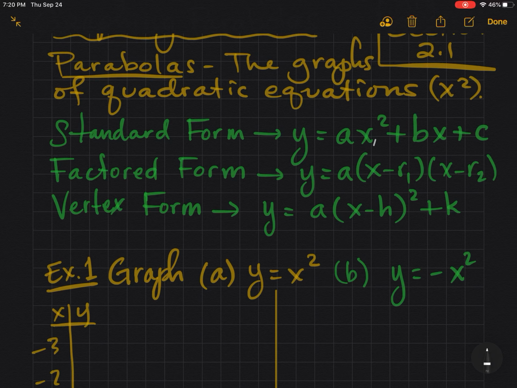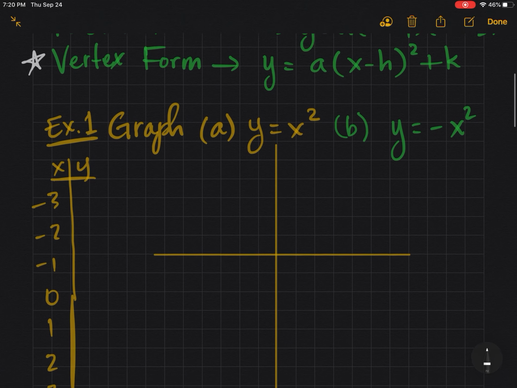We have factored form. That's where it's already factored. And we'll review factoring in case you don't remember that from Algebra 1. Also, we have vertex form. And this is the one we'll be focusing on today. By the end of today, you'll be an expert at graphing parabolas.